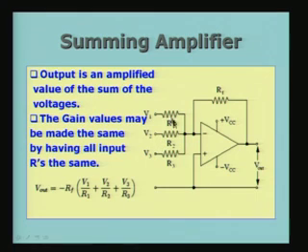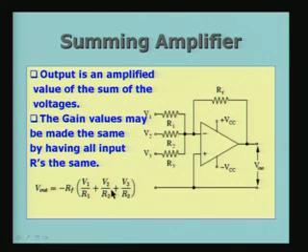So, we have V1, V2, V3 etc. connected to the inverting pin of the amplifier, and there is a feedback resistance RF. Again VCC and minus VCC are the positive and negative power supplies. So, you can see that the output is now given by minus RF into V1 by R1 plus V2 by R2 plus V3 by R3.